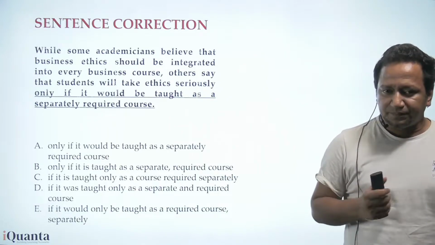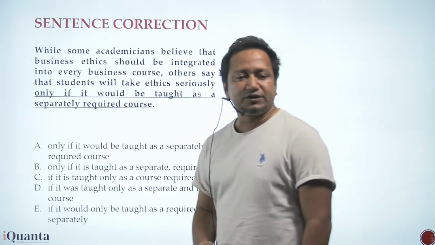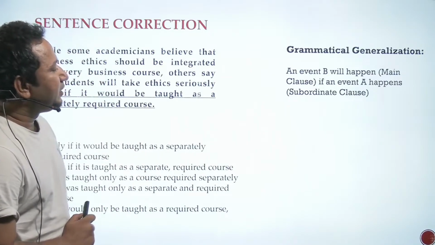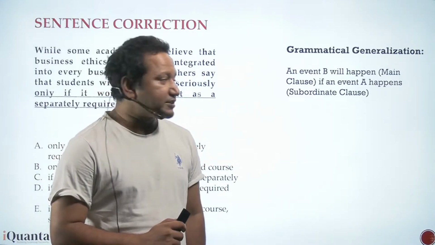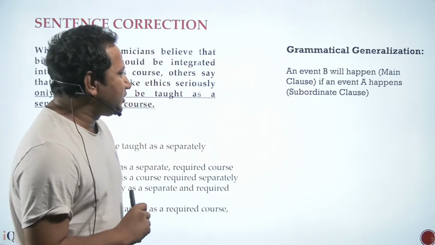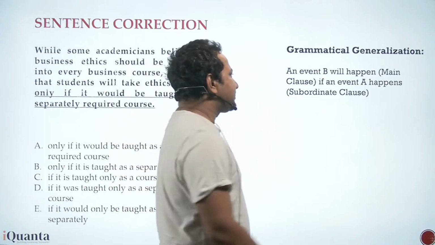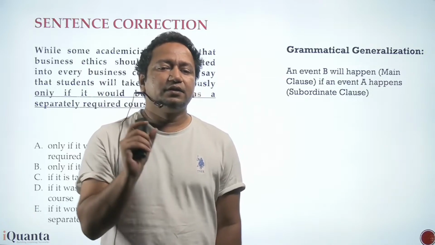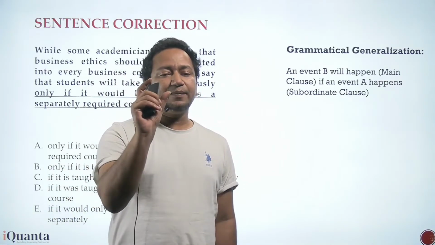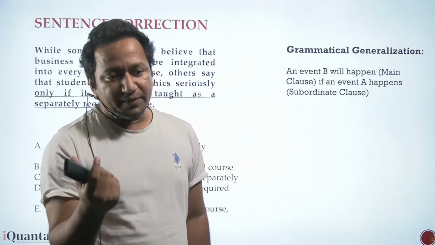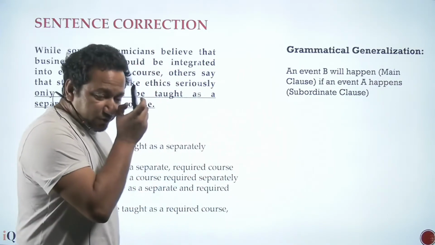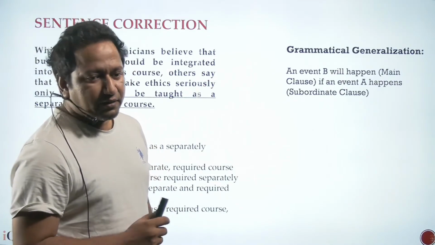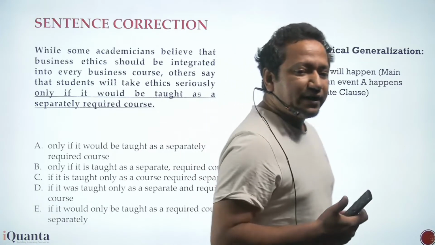That is one thing. There are more grammatical rules to it. Look at this. There's one grammatical generalization, and this happens between clauses. So in a statement, there can be two clauses, main clause and subordinate clause. This generalization says an event B will happen if an event A happens. So "will happen" is future, and "event A happens" is present. So whenever we have such kind of statement, we have to follow this generalization.